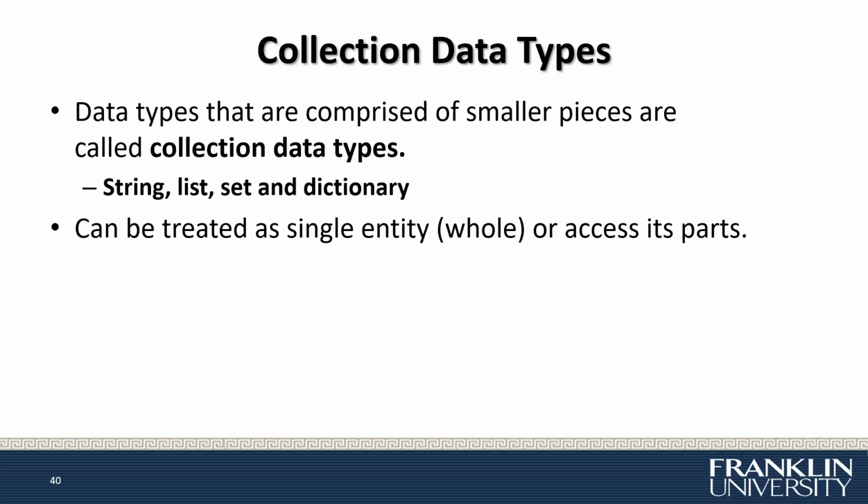Before we talk about string, let's talk about collection data type. Collection data types are data types that are comprised of smaller pieces. String, list, set, and dictionary are Python collection data types. They can be treated as a single entity, or you can access an individual part, individual element, or individual character.